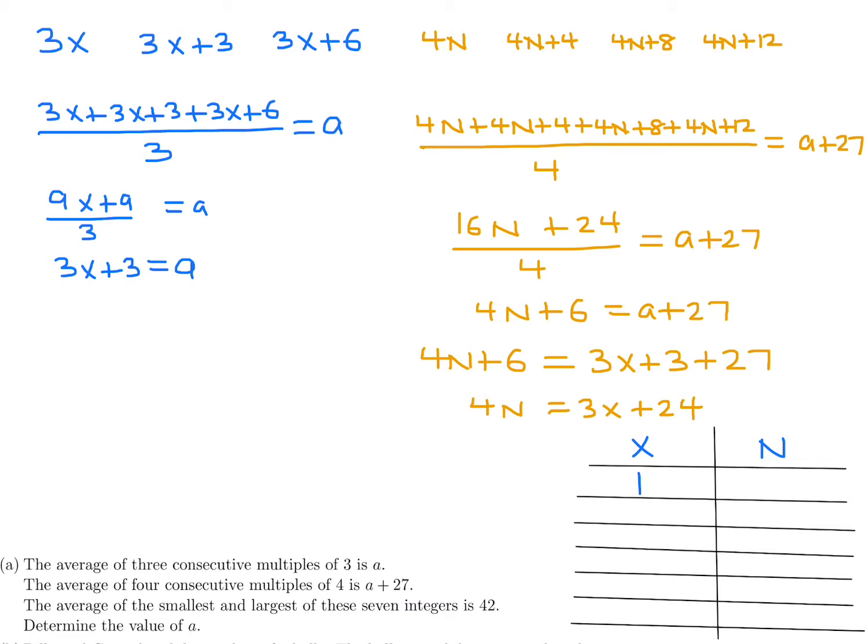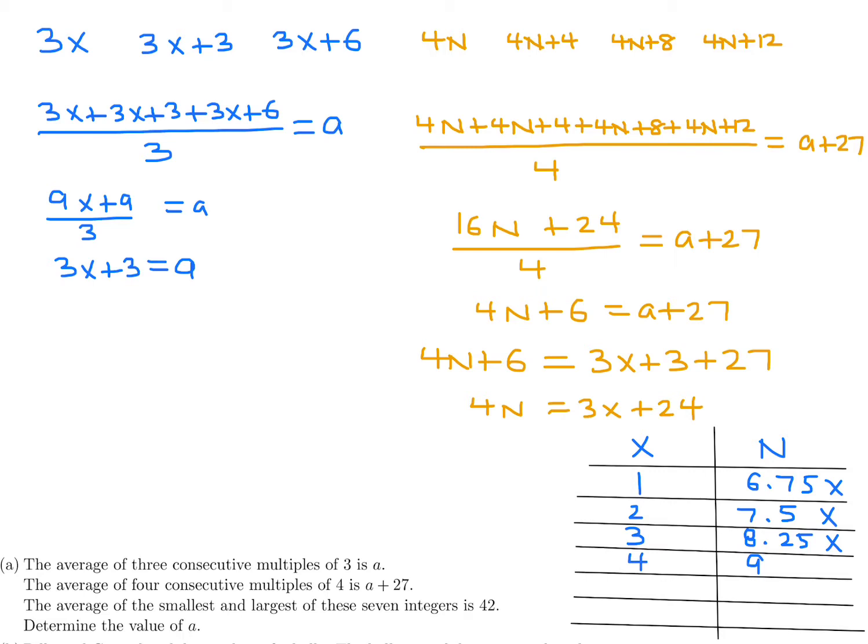If x is 1, we get n equal to 6.75, and that's no good. All right, how about when x is 2, we get 7.5, and again, that's no good. When x is 3, we get 8.25, and that does not help us. When x is 4, we get 9. Okay, great. We got a solution. x is 4, n is 9.